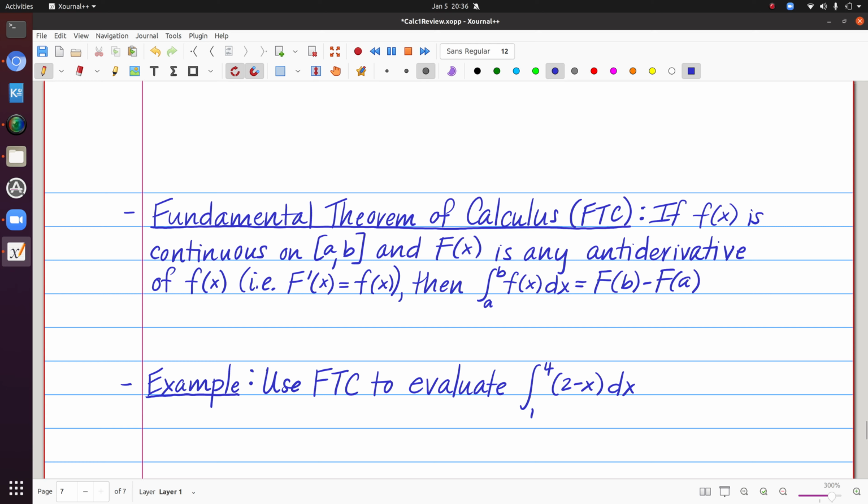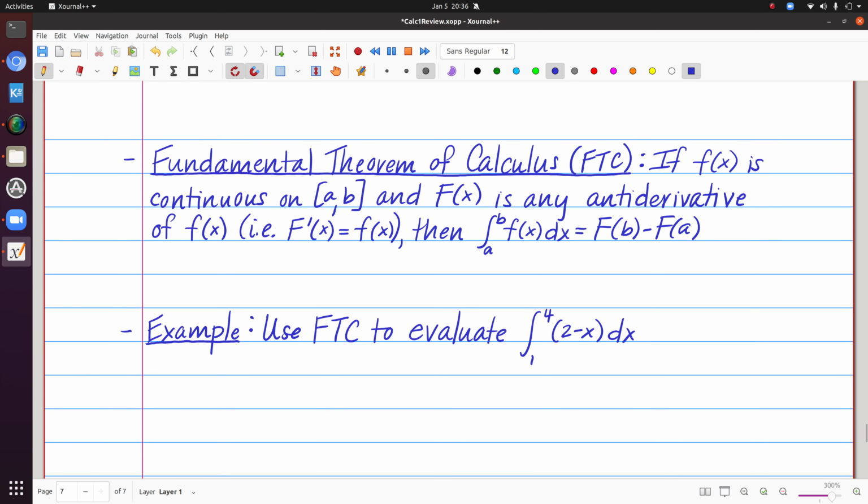So if I come back to the very same example we just looked at and instead use FTC, then what I really need to do is come up with an antiderivative of 2 minus x. By that, I'm saying we need to think of a function such that when we differentiate it, we get 2 minus x. A function that differentiates to 2 would be, for instance, 2x. And for x, we could use x squared over 2. We're going to evaluate this from x equals 1 to 4.